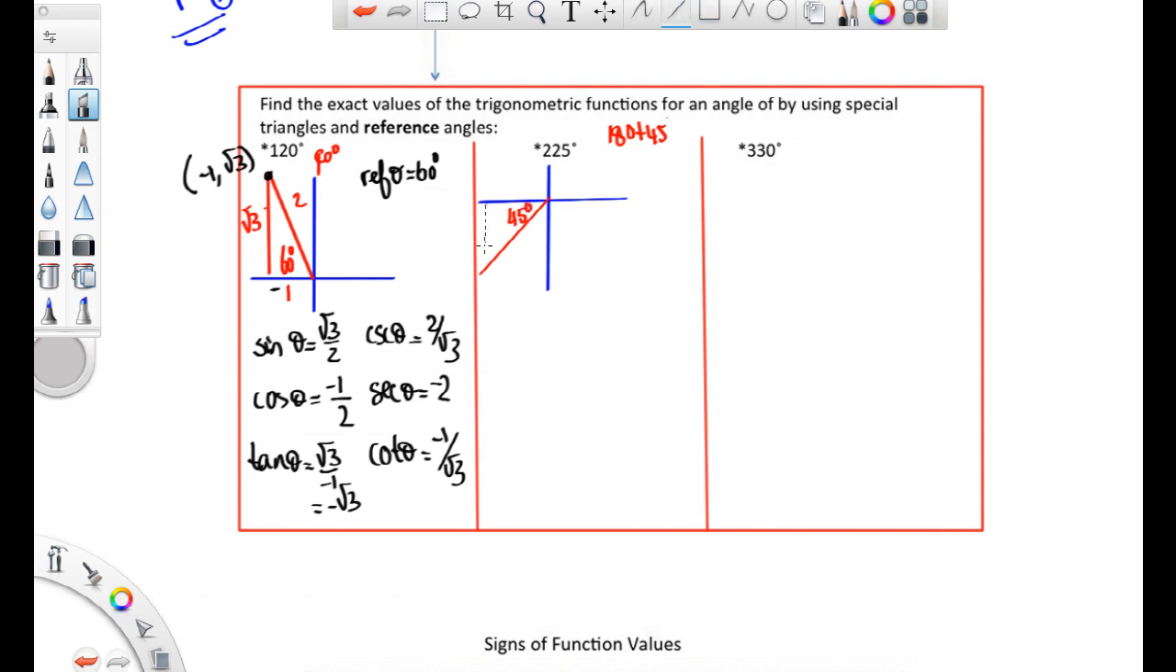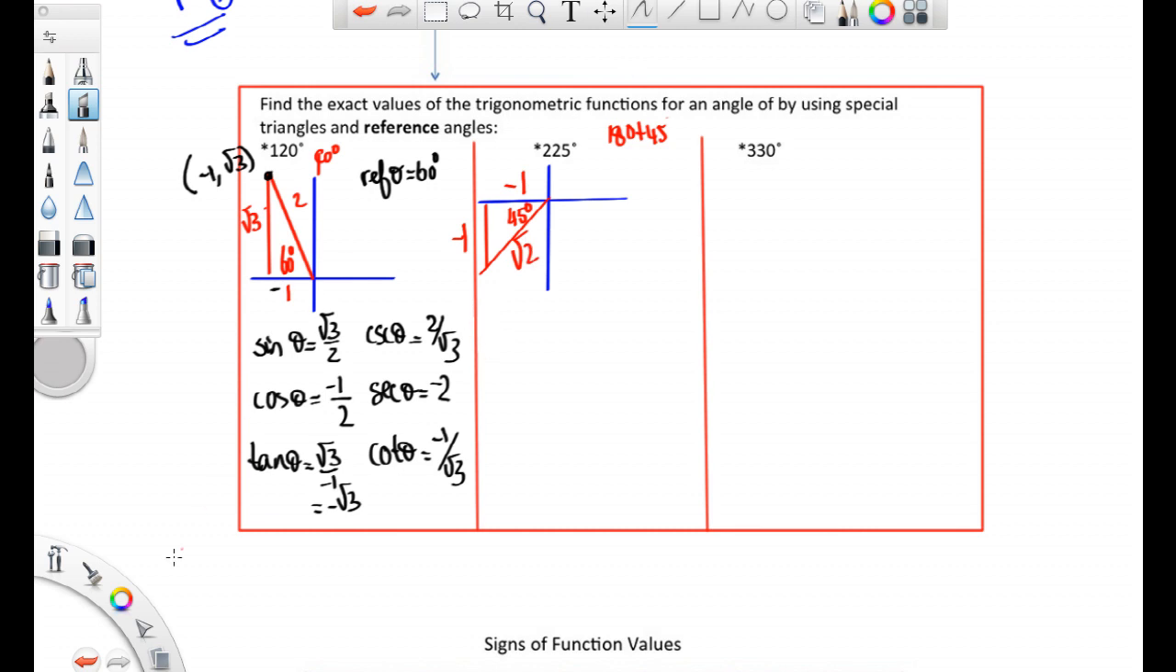I'm going to make this a special triangle, which is a 45 degree triangle, 45 by 45. So this is 1 over the square root of 2, this is 1 over the square root of 2, and then this would be, I'm sorry, I have two things in my mind at this point. Let's make this a negative 1, a negative 1, and then that would be the square root of 2.